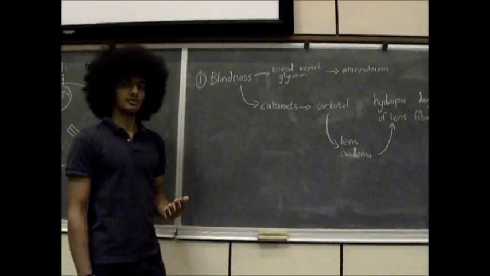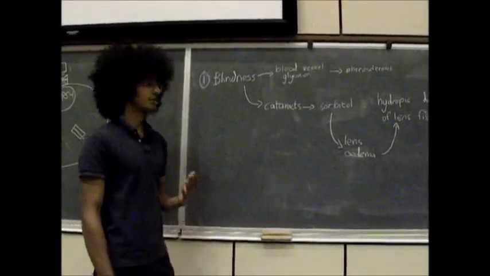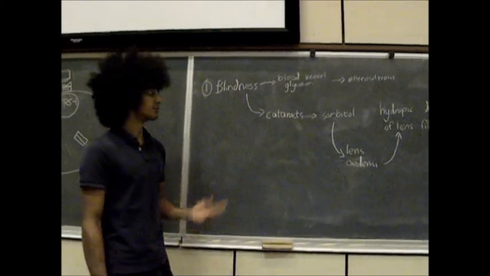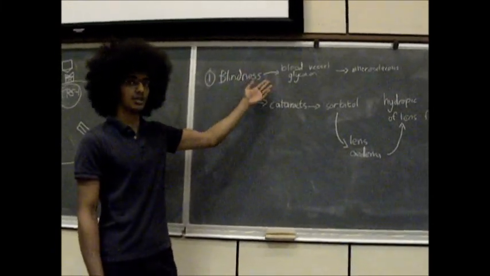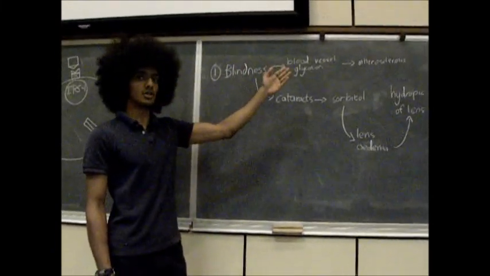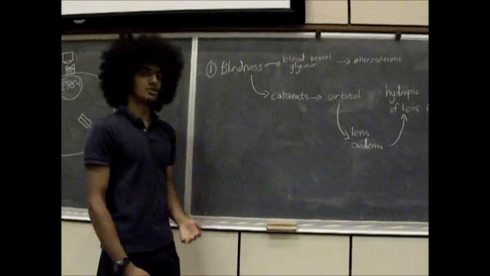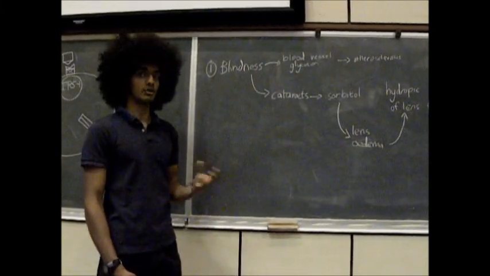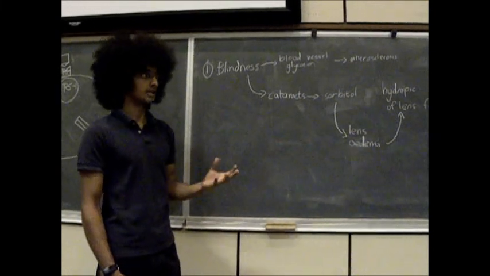So one of the major symptoms of diabetes mellitus is blindness, and this has two major pathophysiological contributors. Firstly, you're going to have blood vessel glycation. This results in atherosclerosis and arteriosclerosis, which leads to decreased blood flow to the eye and to the optic nerve, and this will lead to blindness.